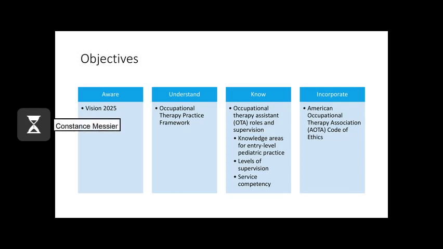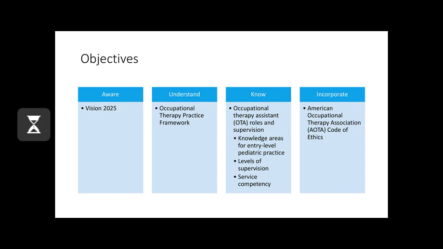The information in this chapter is foundational and also should serve as a review of information you've had from other coursework. What you should learn in this recorded lecture is you should be aware of Vision 2025, which is the mission and vision of the American Occupational Therapy Association. You should understand the OTPF4, or the Occupational Therapy Practice Framework.